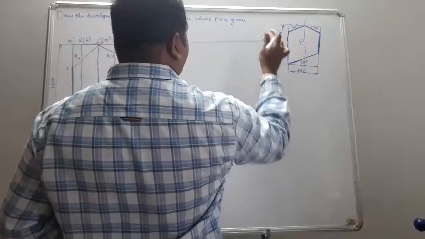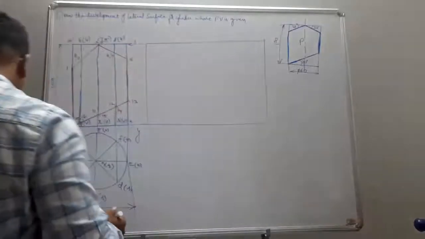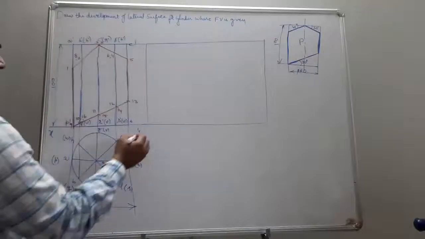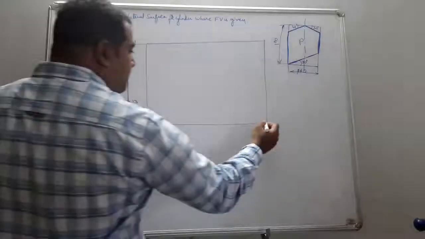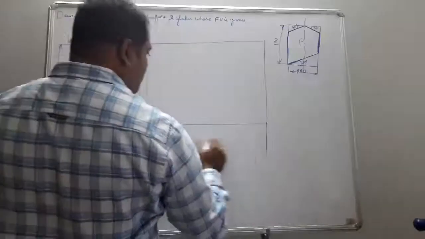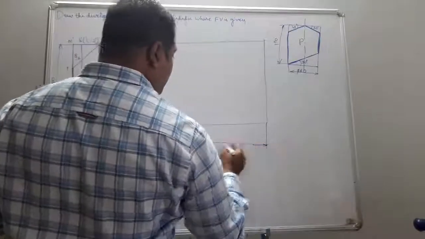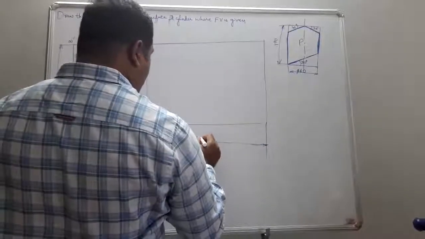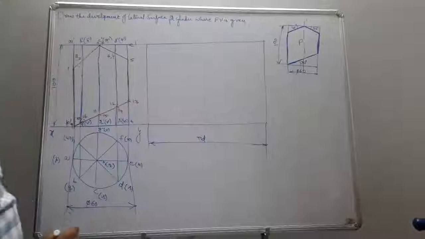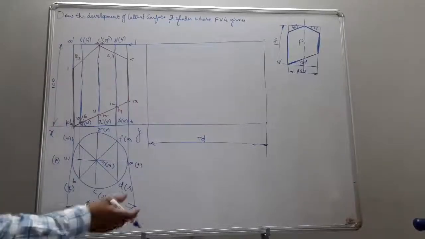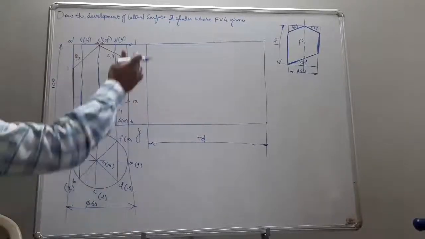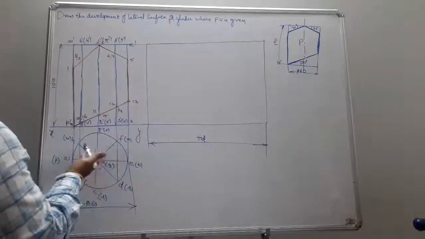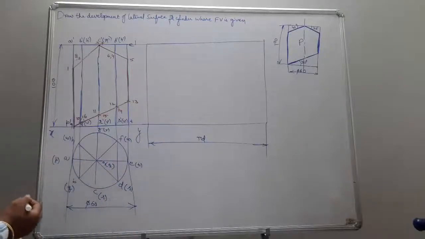And what is the length of the box? It is nothing but your perimeter, which is nothing but your pi d. Next, how many parts are we going to divide this into? I just divide into 8 equal divisions. So you also have to divide into 8 equal divisions, right?